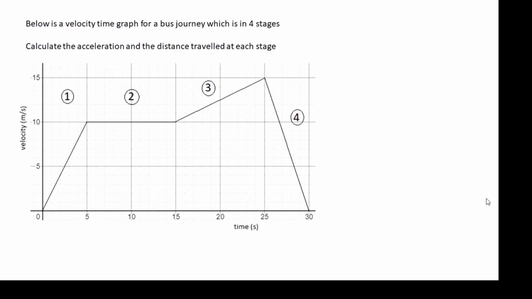Here's a question for you to have a go at. It's a velocity time graph for a bus journey. It's in 4 stages, and in each stage, 1, 2, 3, 4, I'd like to know the acceleration and the distance travelled. And the answers are that.